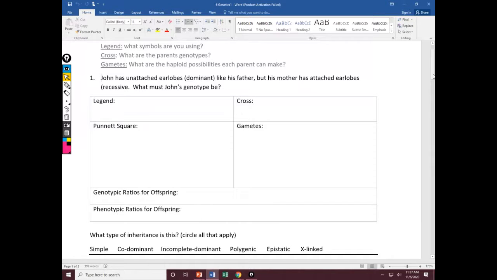Okay, gametes then are like what we did. If mom is big P, little p, what are the haploid egg cells that you can make? We made an egg with a big P in it and an egg with a little p in it. And same thing for dad. What are the haploid sperm cells that you can make based on what his genotype is? And then, of course, heading over to Punnett square, using those gametes, set up a Punnett square, and figure out what all of the potential babies are.